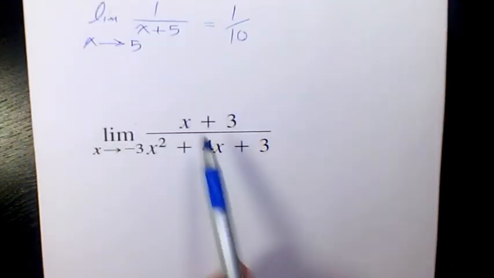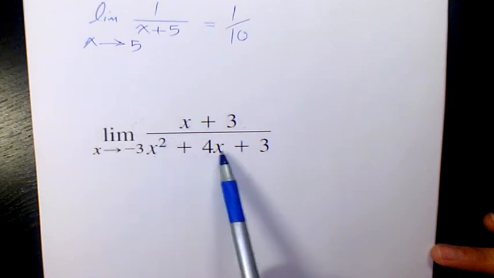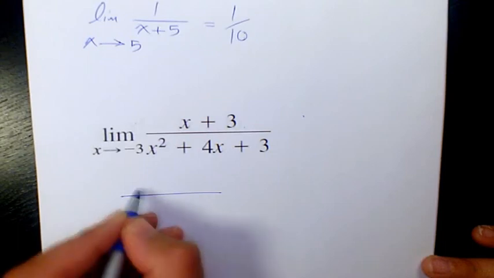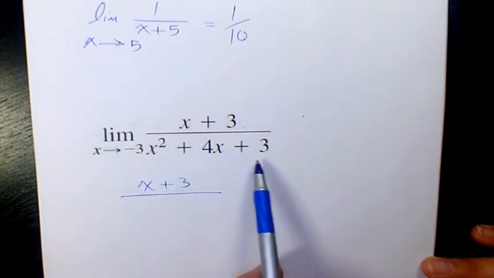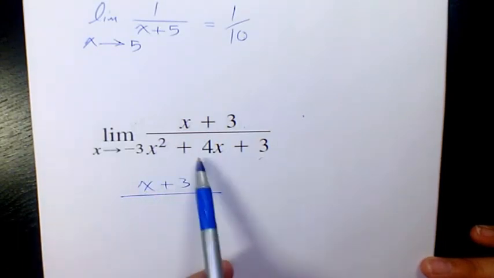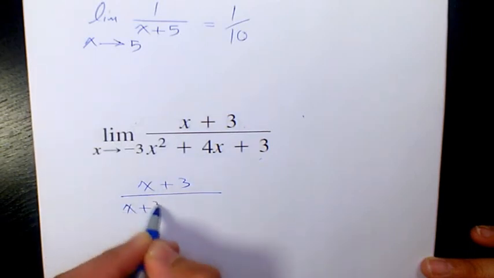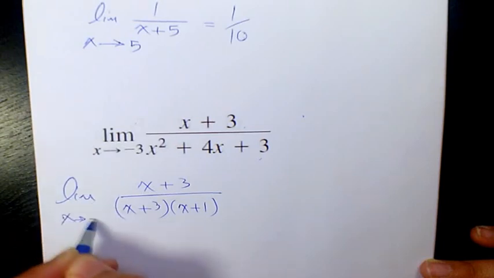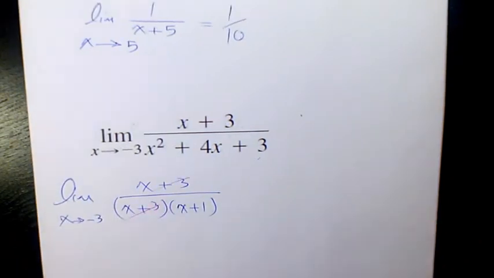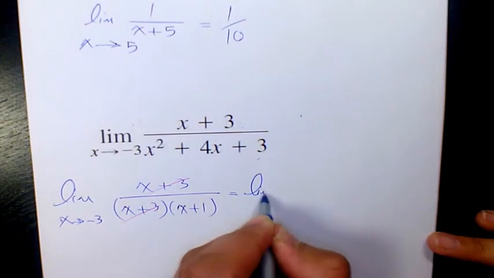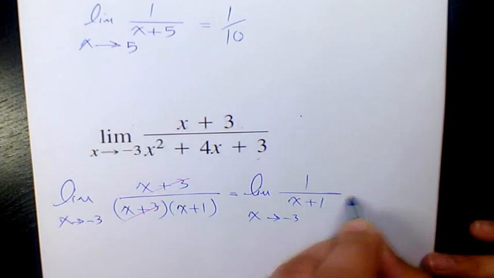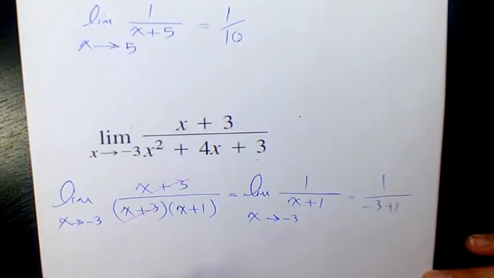Next one, x plus 3 divided by x squared plus 4x plus 3. It's going to be 0 over 0, but we can factor it, obviously. We're looking for two numbers that multiply to 3 and add to 4, which will be x plus 3 times x plus 1, as x approaches negative 3. These two cancel out, and we have the limit of 1 over x plus 1 as x approaches negative 3. It's going to be 1 over negative 3 plus 1, which will be negative 1 over 2.